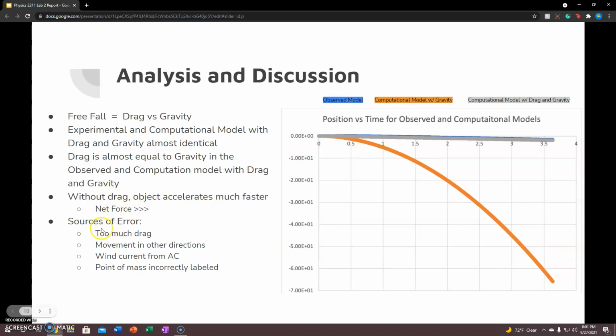Some sources of error are, as I said, too much drag in my lab, which is why there's such a big discrepancy. And there's movement in other directions, such as the x and z planes. And there's wind current from the AC, which could have accelerated the bowl or shifted it in other directions. And I could have just had human error and incorrectly labeled the points of mass.